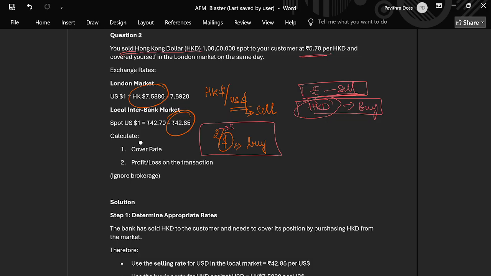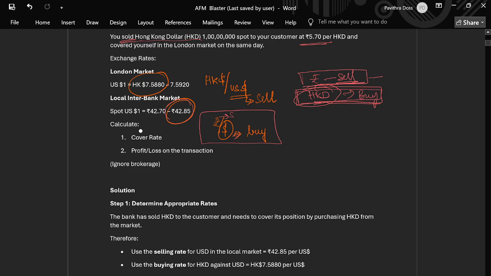So we have sold Hong Kong dollar. Now our objective is to buy it so that we can cover ourselves. So we are going to buy Hong Kong dollar. Clear? So which means we will be selling rupee, and here which means we will be buying dollar. So buy means we will take the highest amount. So 42.85. Okay, that we have taken. Then coming to here, so we already bought dollar. So now our objective is to sell dollar so that we can buy Hong Kong dollar. Sell, so we'll sell it at a lower rate.